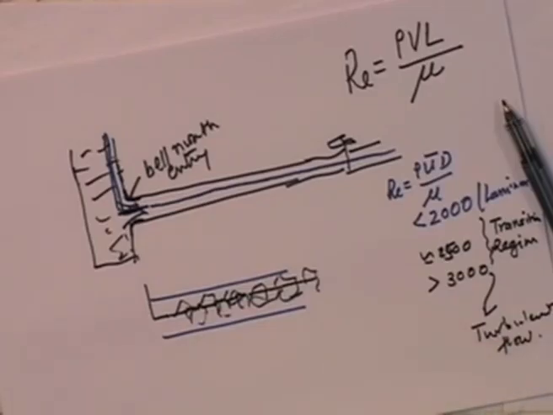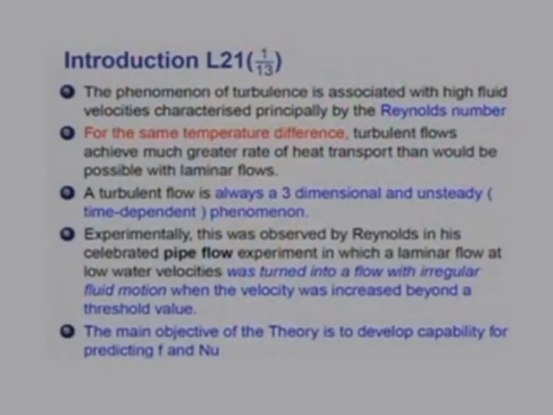So, this was the first formal experimental evidence of turbulent flow, although in nature people have always observed turbulent flow. Then, the objective of the theory of turbulent flows is mainly to develop the capability to predict friction factor and Nusselt number, which is of relevance to engineers. But this randomness must somehow be combated. Only then can we make a sensible theory out of what Reynolds observed.